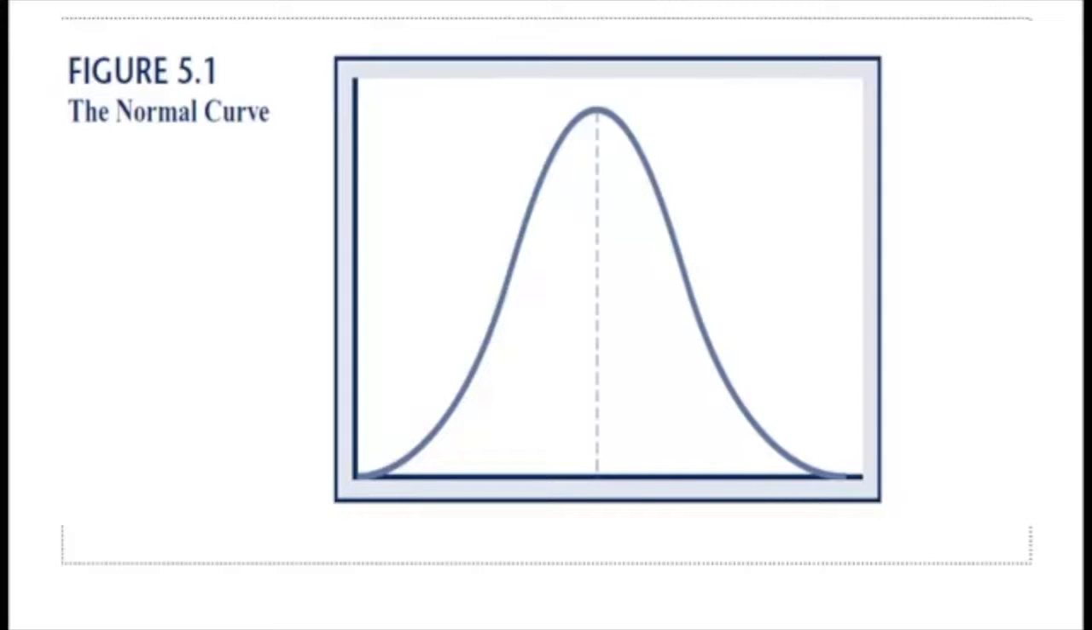The normal curve is symmetric around the center and has one mode. The median equals the mean equals the mode. With one mode, we say the distribution is unimodal.